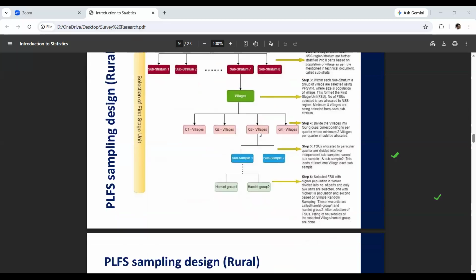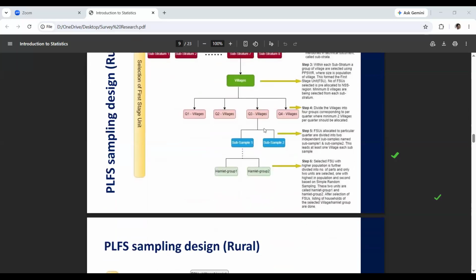Now within each quarter, villages are divided into 2 subsamples: subsample 1, subsample 2. Why do we take at least 2 villages in a quarter? So that we can divide those villages into 2 subsamples, at least one village belonging to subsample 1, at least one village belonging to subsample 2. Now we have subsamples. Subsamples are basically villages. So suppose there is a village Rampur in North Bihar that has been selected.